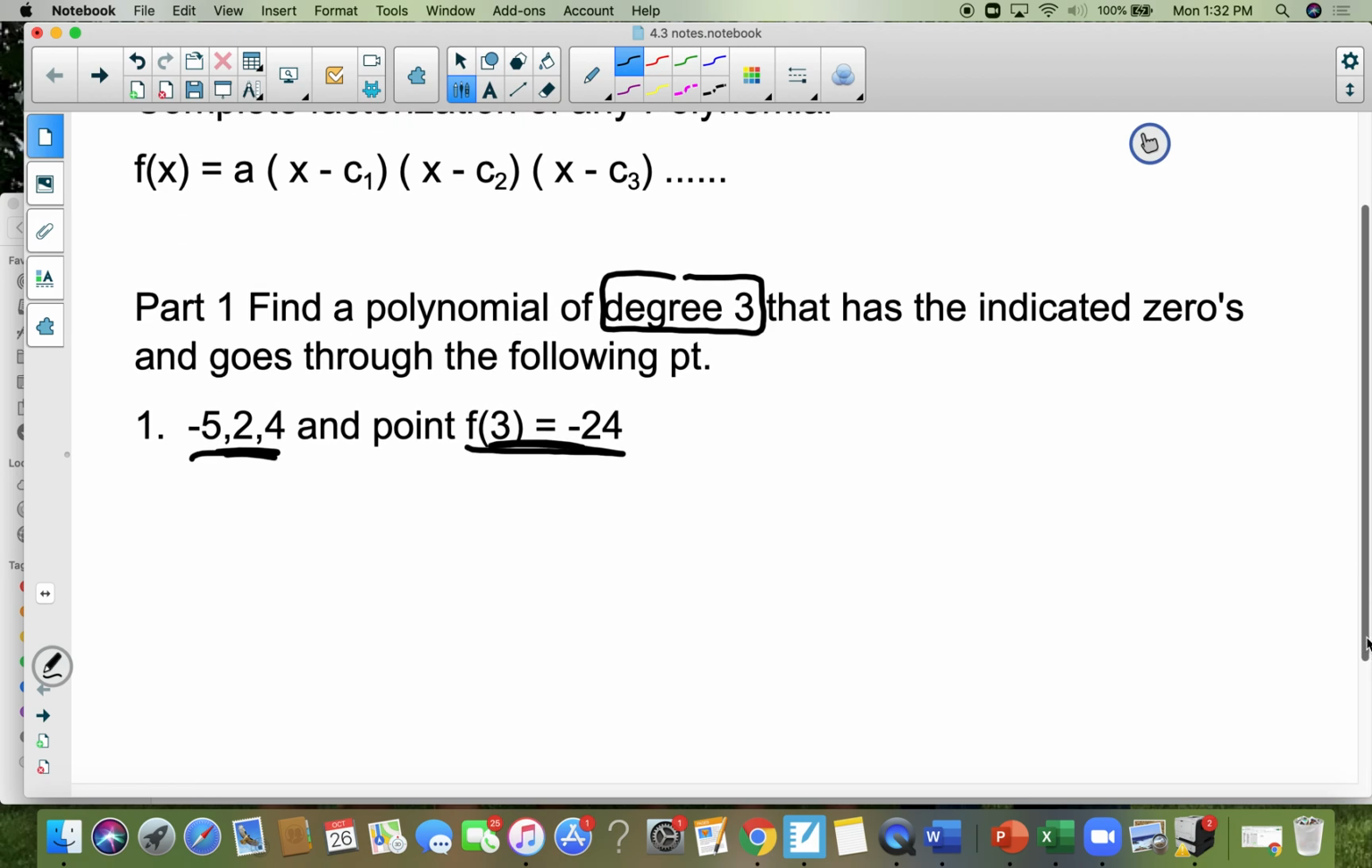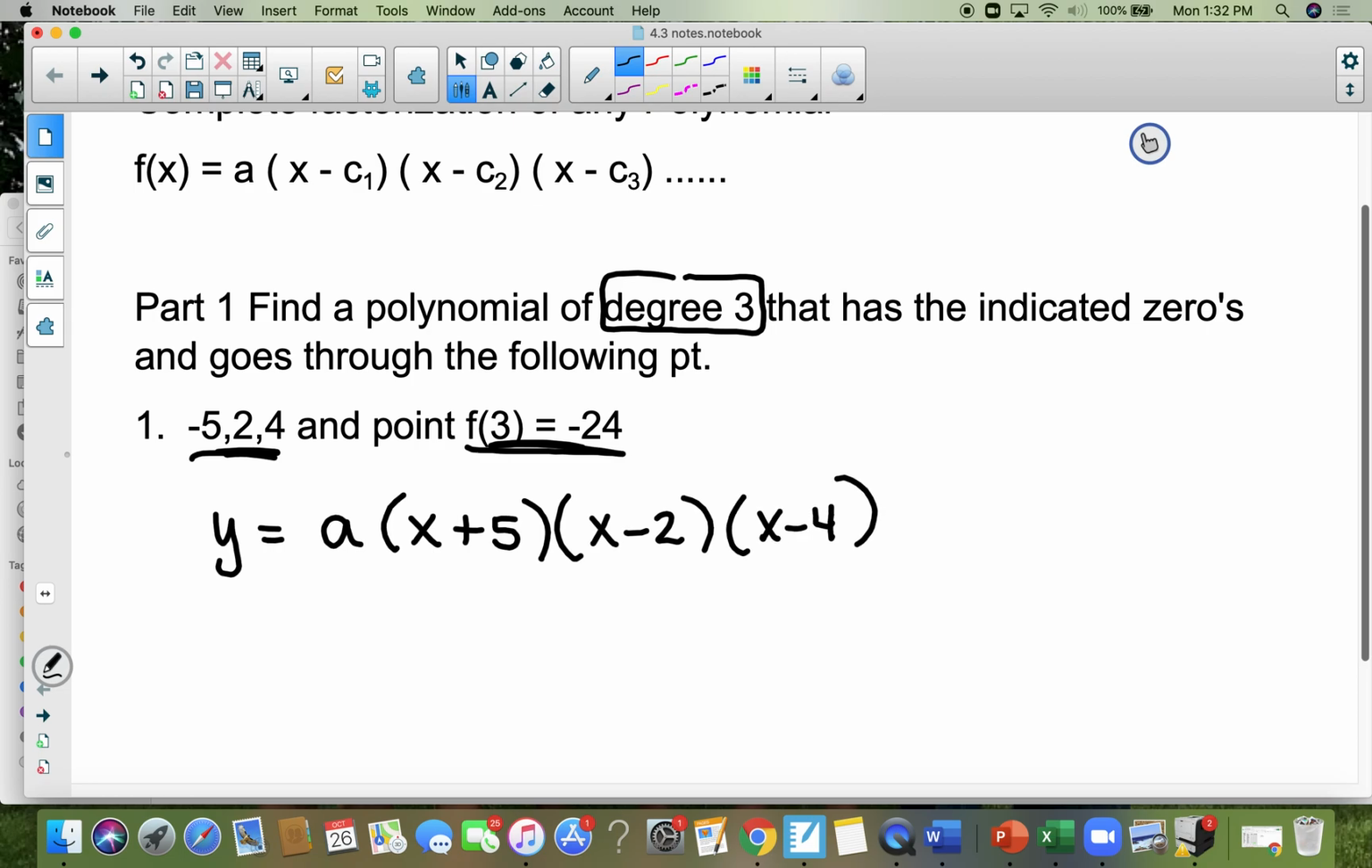This is a very time-consuming assignment. So if negative 5 is an answer, you need an a out in front. If negative 5 is an answer, you can do x plus 5. If 2 is an answer, x minus 2. And if 4 is an answer, it's x minus 4.